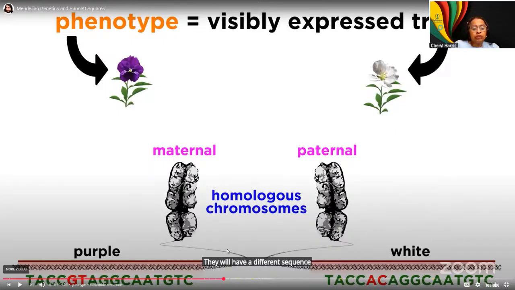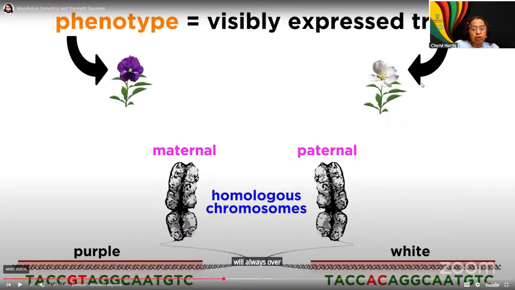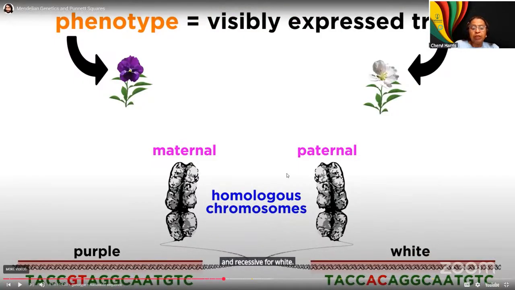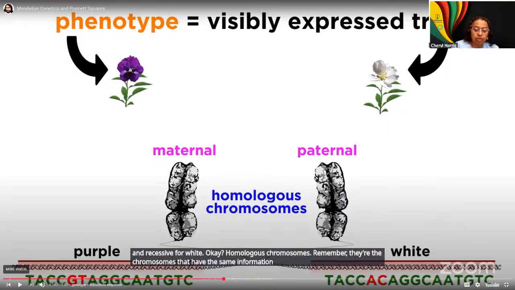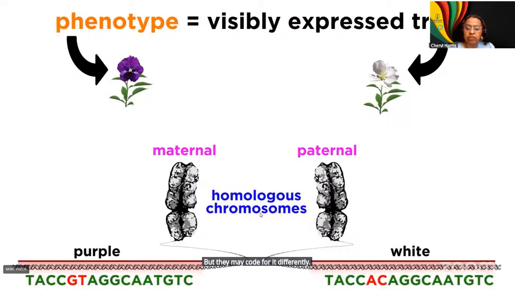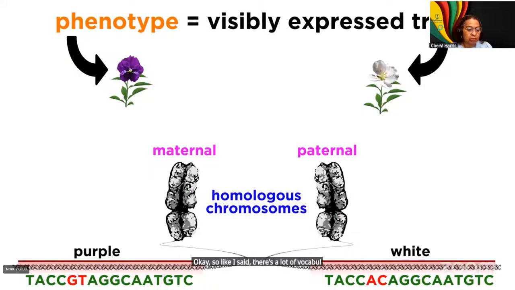What he's saying here too is that the code for purple will always overshadow the code for white. So we call them dominant for purple and recessive for white. Okay, homologous chromosomes. Remember, they're the chromosomes that have the same information on them. When I say the same, they're coding for the same characteristic, but they may code for it differently. But they're still homologous chromosomes. One from mom, maternal, one from dad, paternal. Okay, so like I said, there's a lot of vocabulary on this page alone.